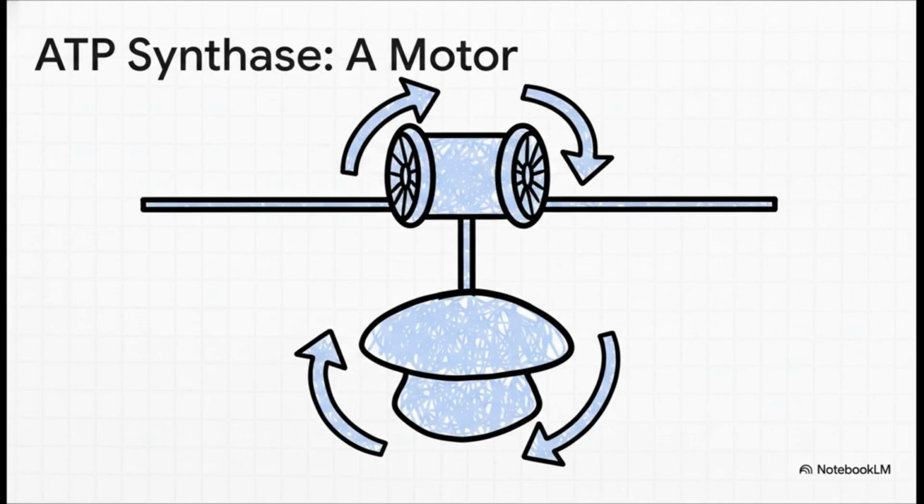And this thing isn't just a simple tunnel. It is a true rotary motor. It's got 2 main parts. The FADH part sits right in the membrane, and it spins like a water wheel as protons rush through it. That spinning part is connected by a stalk to the F1 part, which is the actual factory that cranks out the ATP. It is unbelievable nanotechnology.